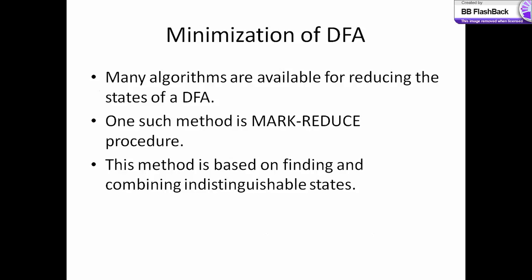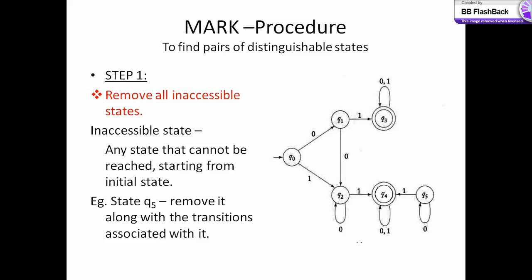There are many algorithms available for reducing the number of states in a DFA. One such method is the mark-reduce procedure. This method is basically based on finding and combining the indistinguishable states. So let's start with the mark procedure. This is used to find the pairs of distinguishable states.